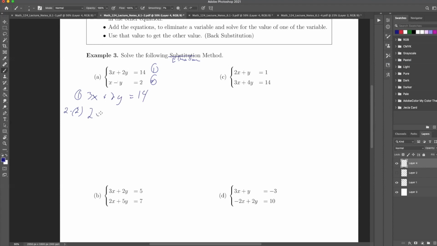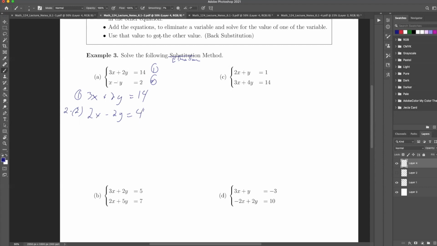So it'll be 2x minus 2y equals 4. Does everyone see where I get this from? Everyone see where I get that from? Yes? No? As long as you see where I get this from, the rest of it really just falls out.